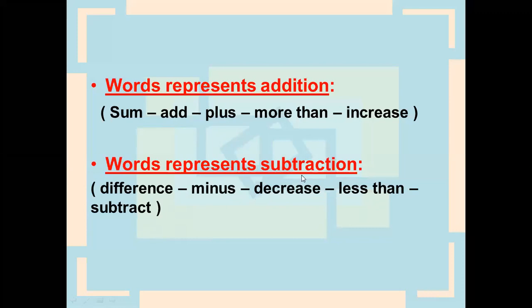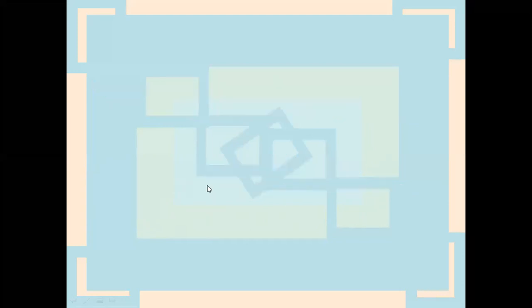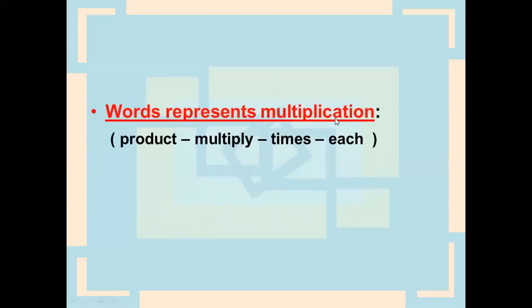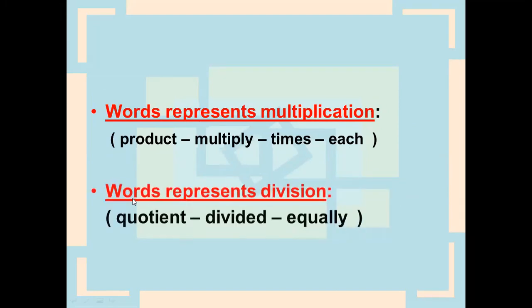Words that represent subtraction: difference, minus, decrease, less than, subtract. We use minus if we find these words in the expression. Also, words that represent multiplication: product, multiply, times, each. If we find these words, we use multiply in the expression. Words that represent division: quotient, divided, equally.